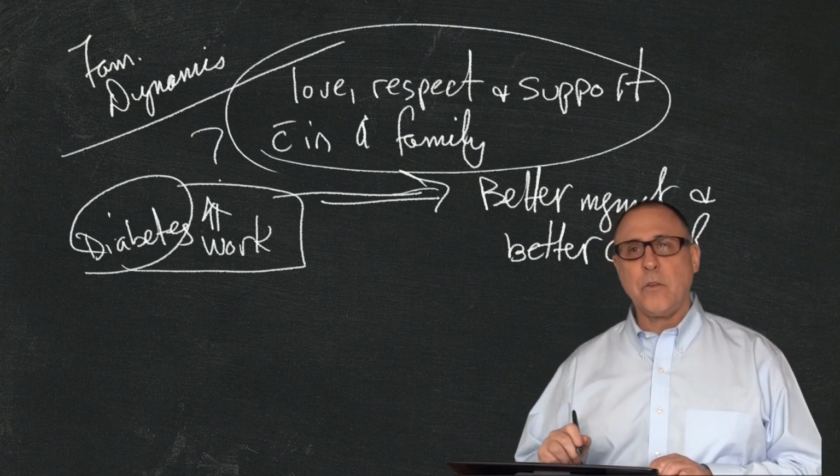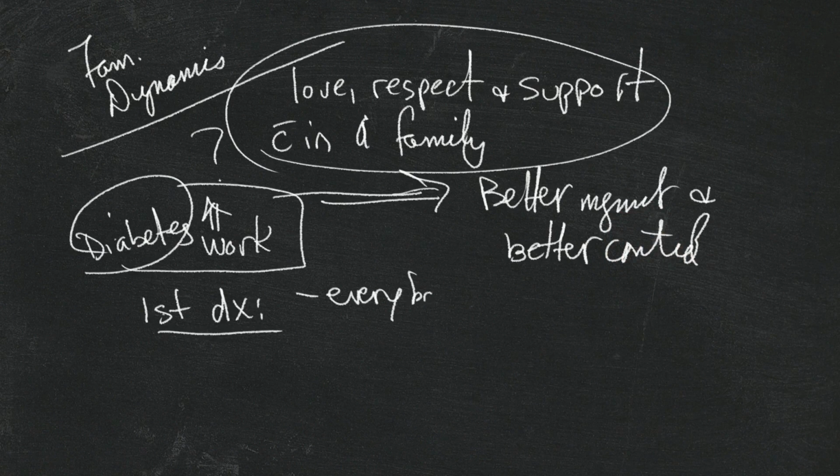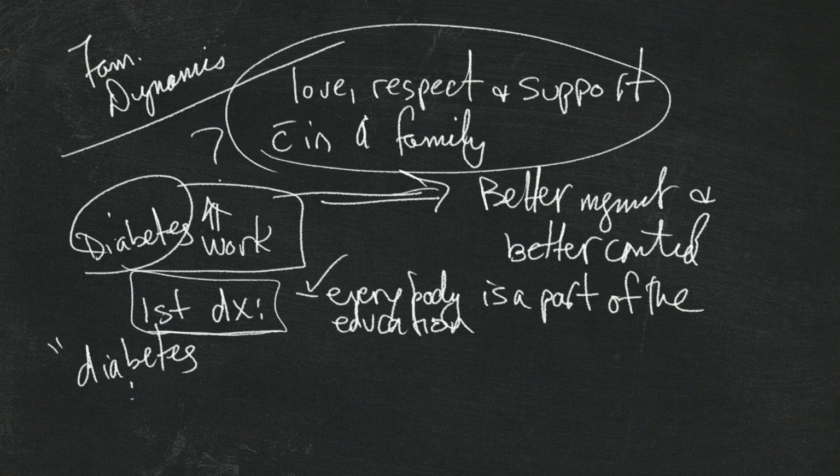So, there's so much work involved in managing diabetes that what you want to do when you first get diagnosed is make sure that everybody is a part of the education. Meaning when you learn how to take care of yourself when you're in the hospital for the first time, you want to make sure that brothers and sisters and grandmas and grandpas and nannies and babysitters, whoever you want to be a part of your diabetes team, needs to be there. And you are the captains of your ship when it comes to that.